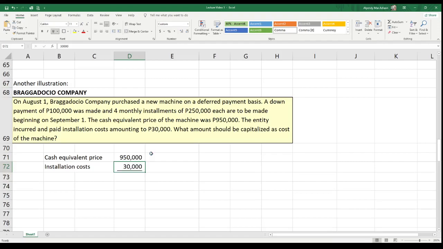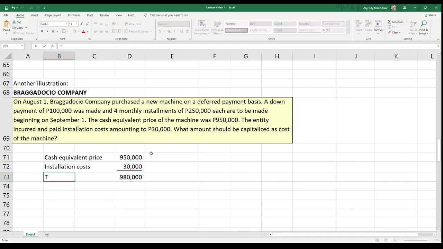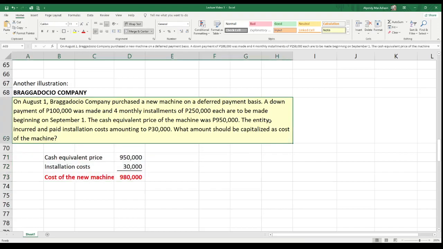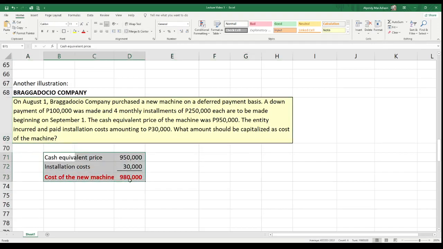So, if there is no other directly attributable cost, then you just add, and there you will get the total cost, or let's say the cost of the new machine. Okay. So, simple as that, right? So, you have 980,000 as your answer. So, basically, when you answer a problem, the solution is short.